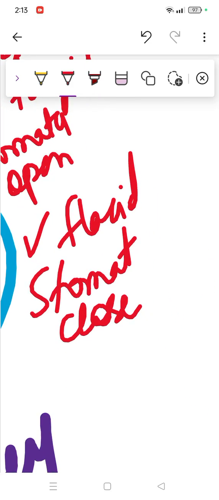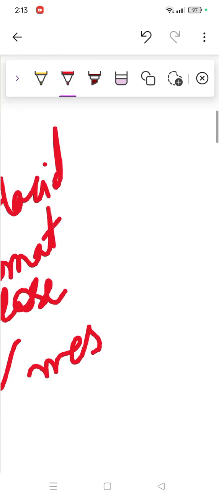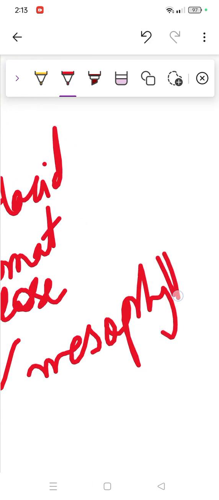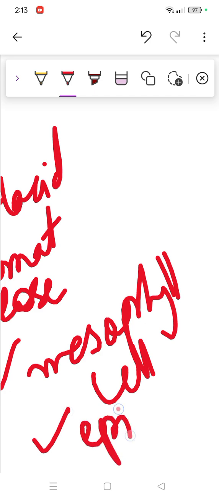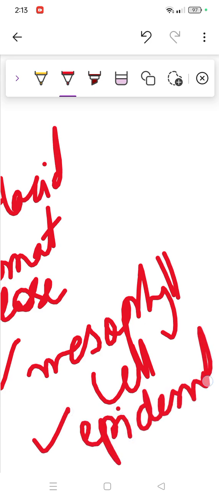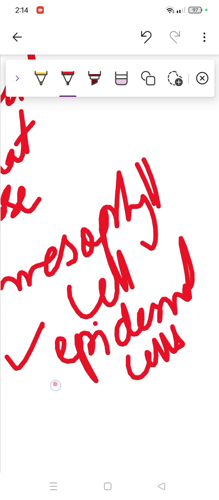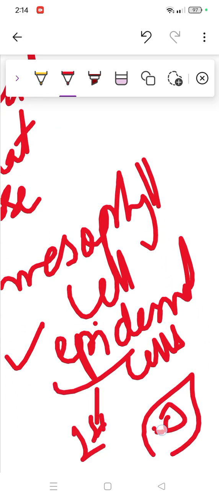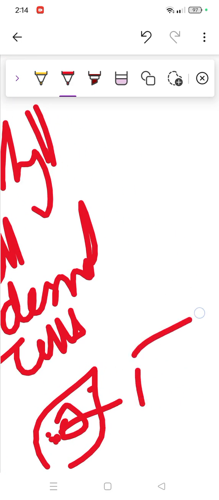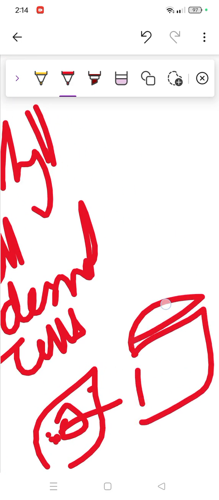You'll also see that stomata have mesophyll cells, which I mentioned, and they also have epidermal cells. In the leaf, these are the mesophyll cells, and the first layer that forms this kind of structure is called the epidermis. I'm sure it's clear to you.